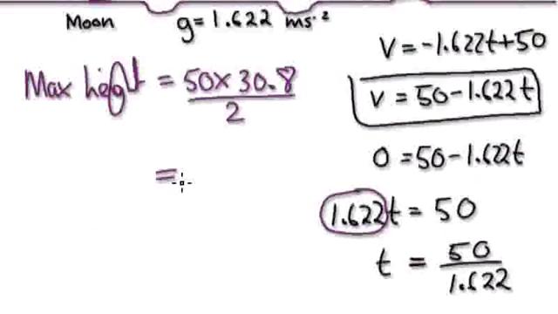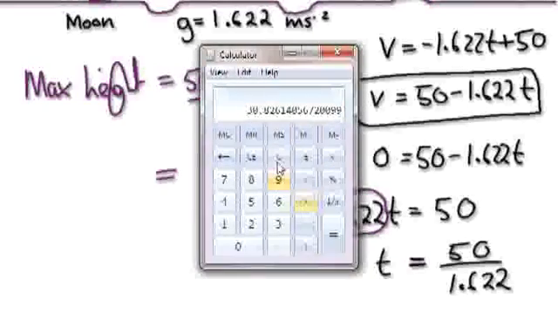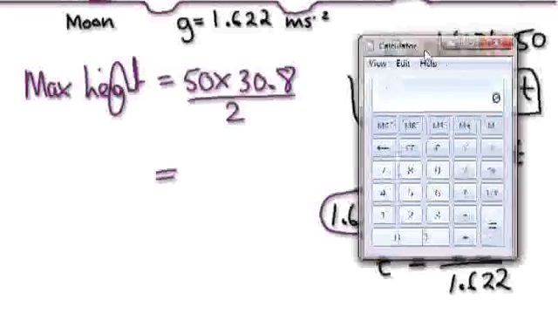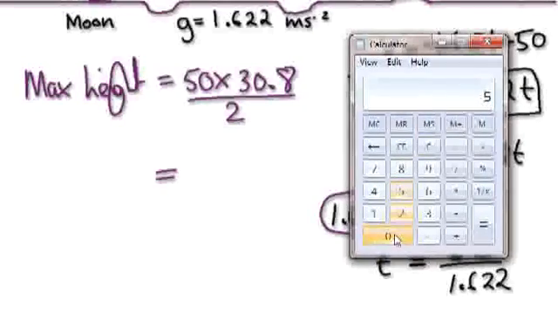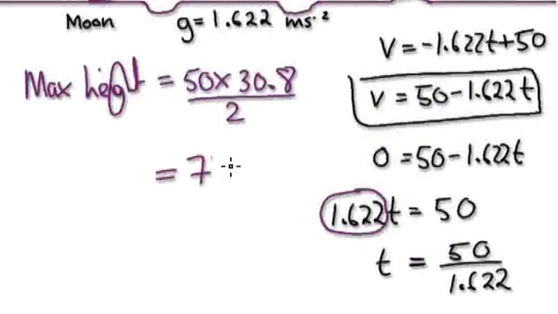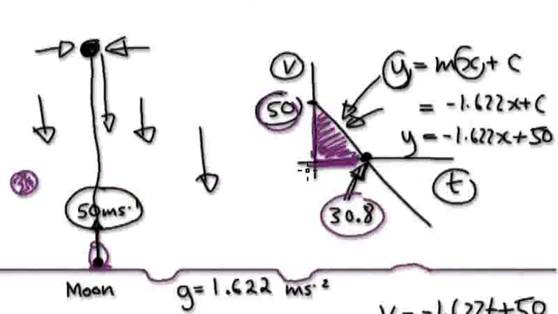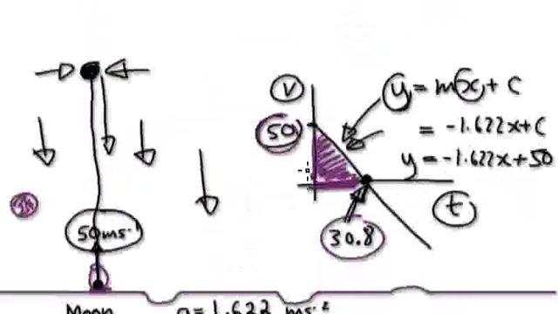So jump to a calculator. Where is it? So here is 50 times 30.8 equals this, divided by 2. Equals this, 770 meters. 770 meters. So a cannonball like this, 770.